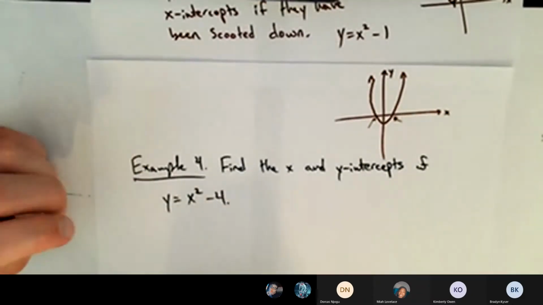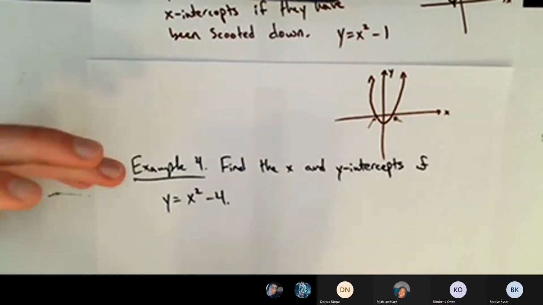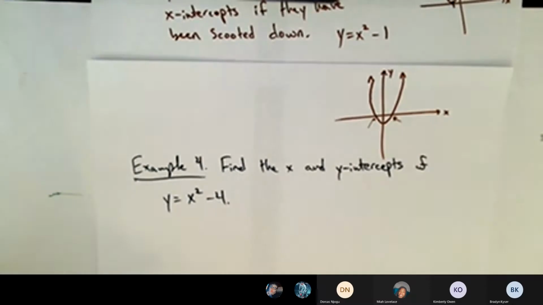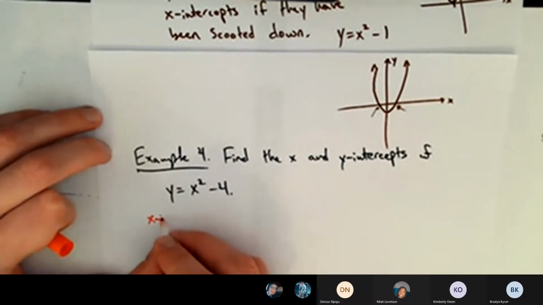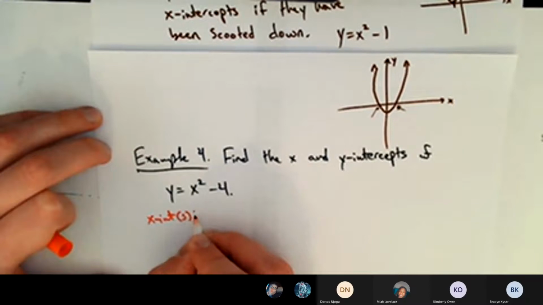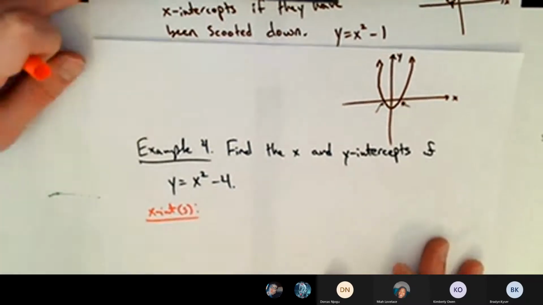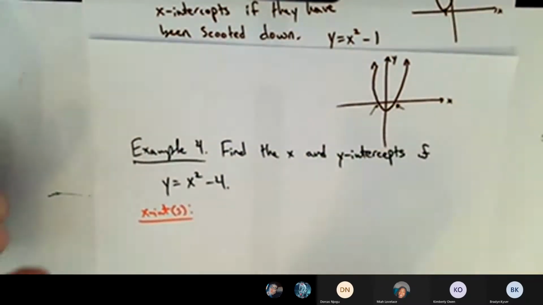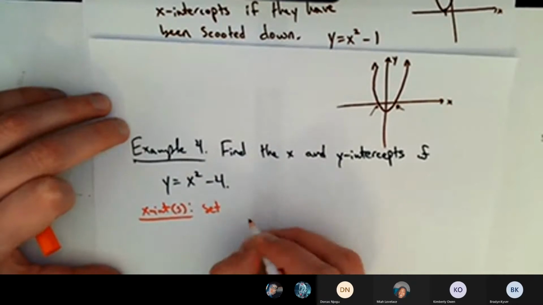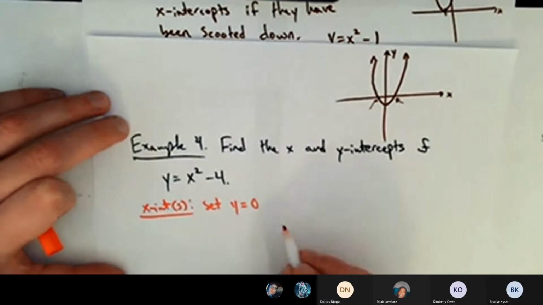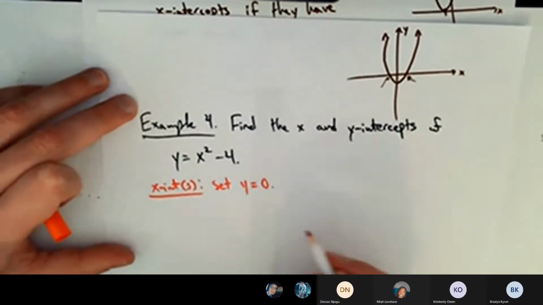So let's find the x and y intercepts of this graph. Oh, I'll leave it in red here. So x-intercepts. Again, putting the s in parentheses, kind of acting as if I don't know there's two. What if I didn't know there was two? Well, let's see what happens in the math here. We're going to set y equal to 0 and solve for x.